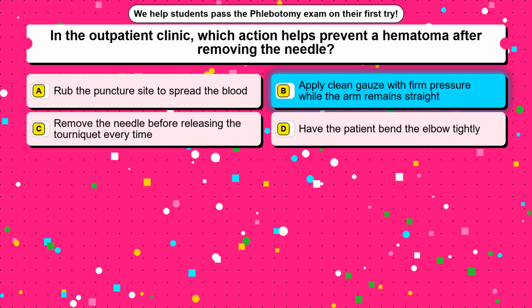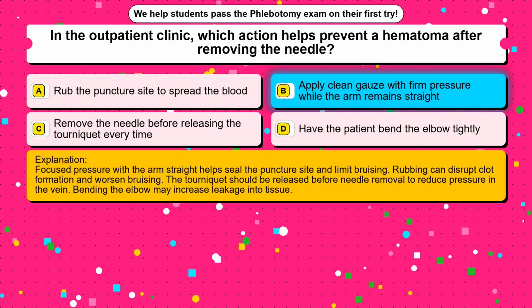The correct answer is option B. Apply clean gauze with firm pressure while the arm remains straight. Focused pressure with the arm straight helps seal the puncture site and limit bruising. Rubbing can disrupt clot formation and worsen bruising. The tourniquet should be released before needle removal to reduce pressure in the vein. Bending the elbow may increase leakage into tissue.